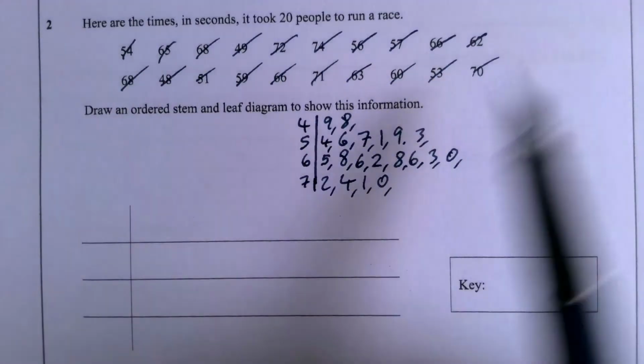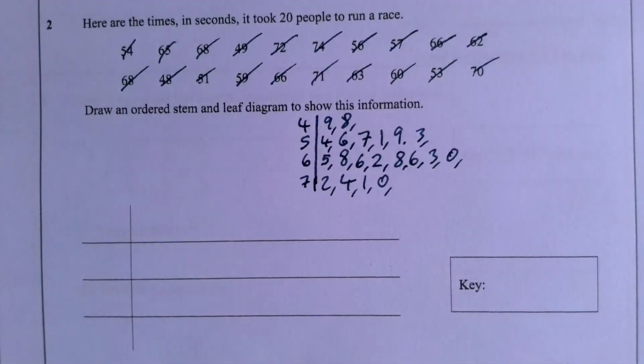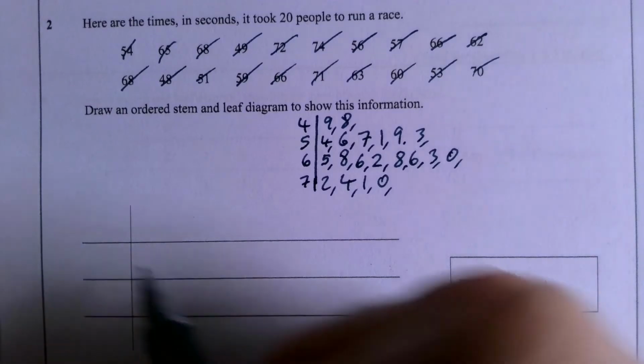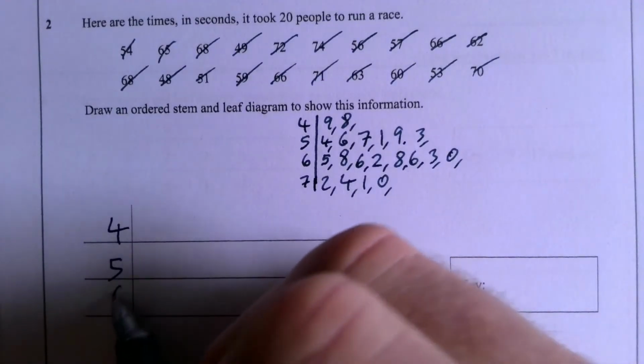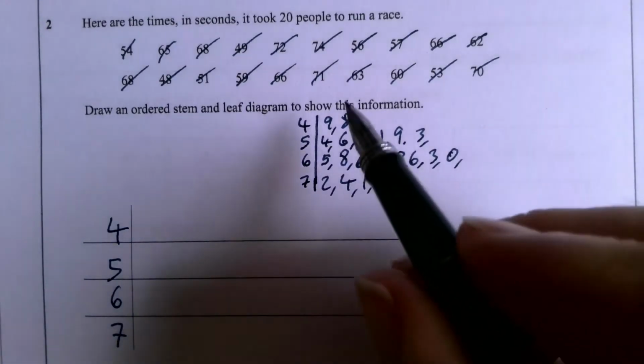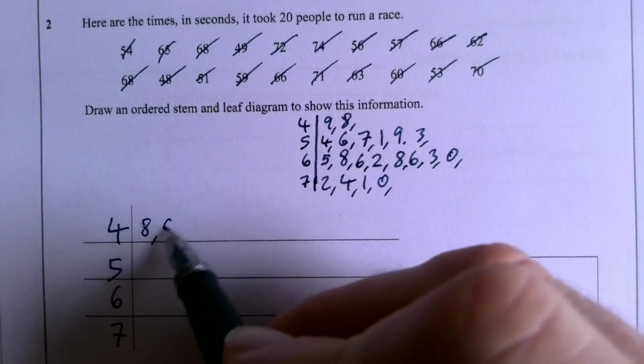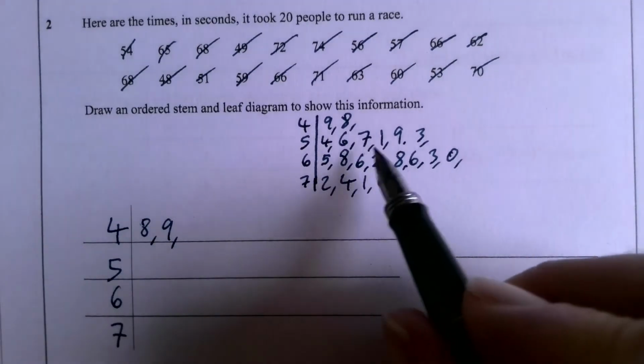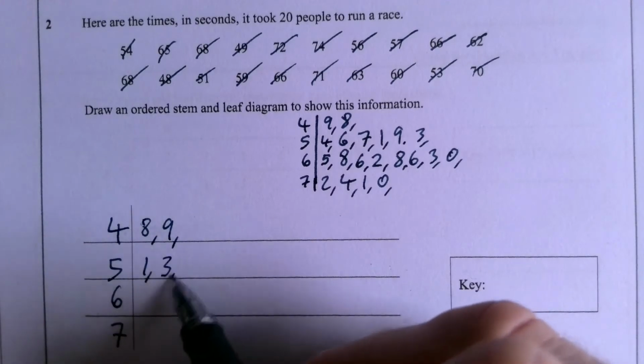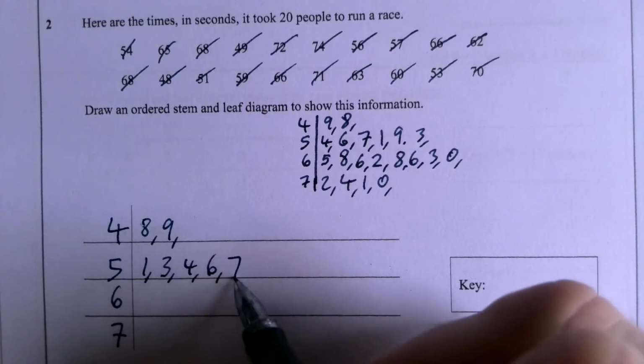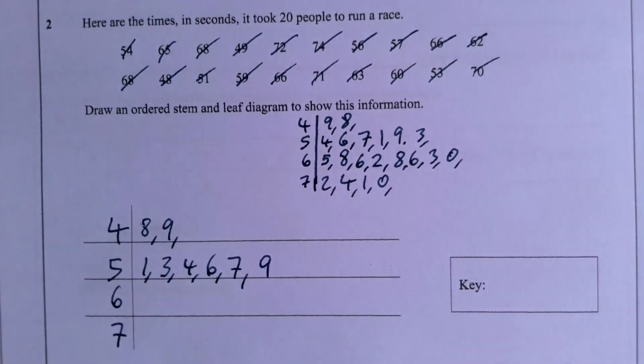And first of all, by going through one at a time, you should end up with something like that. Remember, that would get you 1 mark. Then we need to put it in order. So 8 comes before 9, so the 48 and the 49. Then it's 1, 3, 4, 6, 7, 9. If you're confused by this, by the way, rewind the video, go back and watch question 1 again.